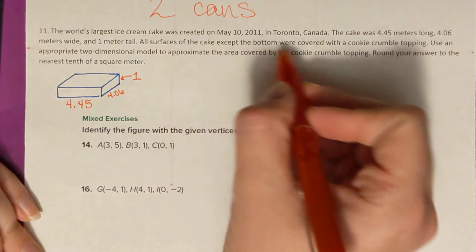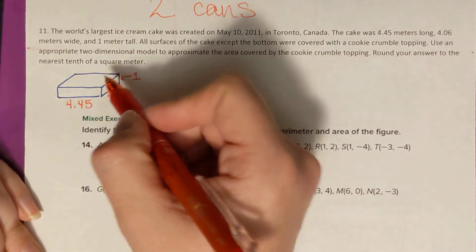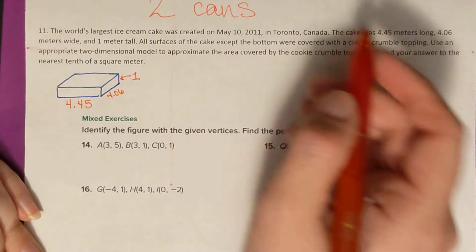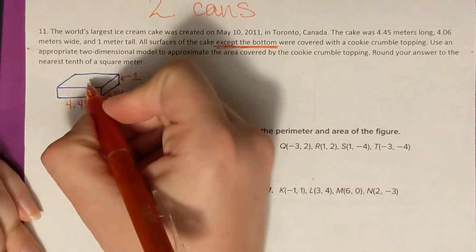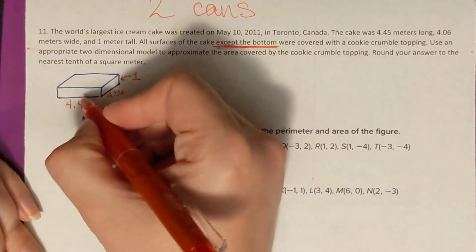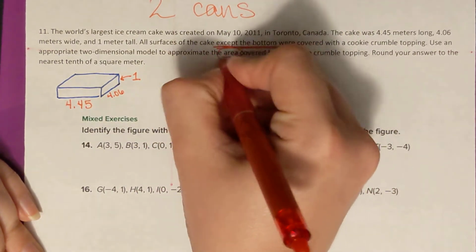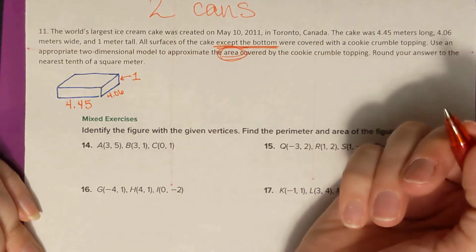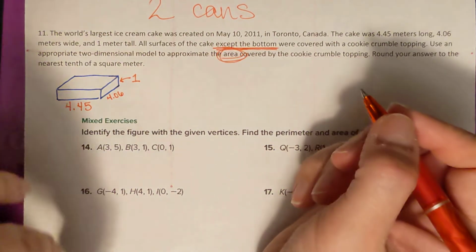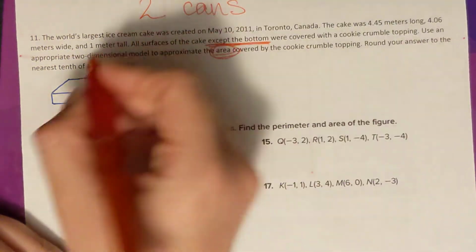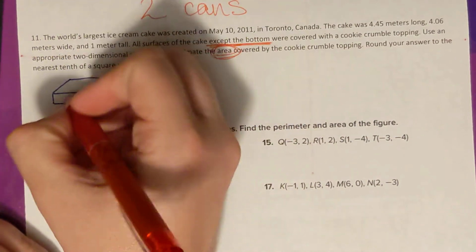It says all surfaces of the cake. So that means the top, the left, the right, all the way around were covered with a crumble topping, except the bottom. Okay, so the top was and the 4 sides were, but not the bottom of the cake. They want you to figure out what is the area covered by that topping. So what you are gonna have to do is figure out the area of every single side of the cake.